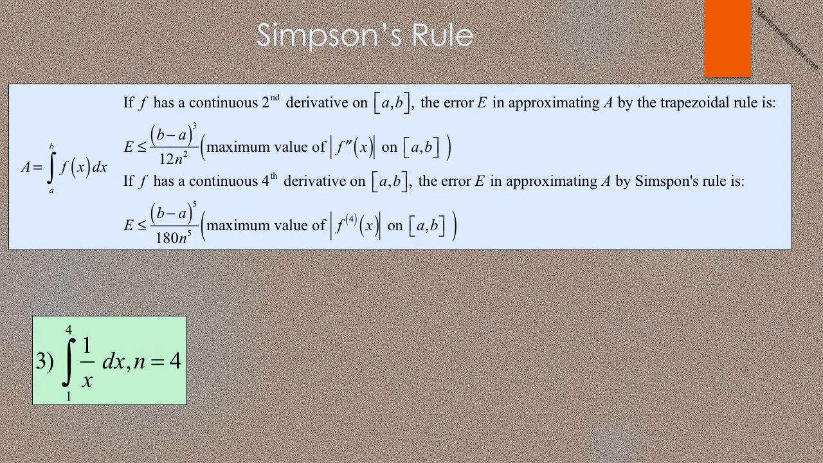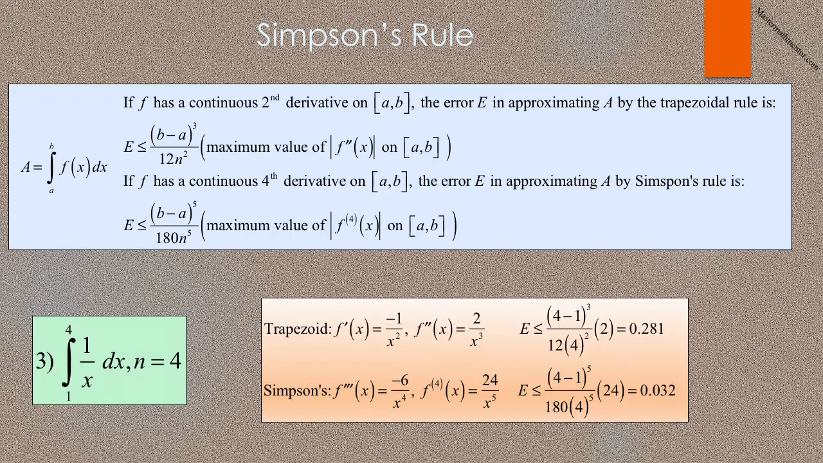Even though we can integrate 1 over x dx, let us use these formulas to calculate the maximum error of the integral from 1 to 4 of 1 over x dx with n equal to 4. For the trapezoidal rule, the first derivative is negative 1 over x squared, the second derivative is 2 over x cubed. So E must be less than or equal to (4 minus 1) to the third over 12 times 4 squared times the maximum value of the second derivative on 1 to 4, and that will be 2. And our answer is 0.281.